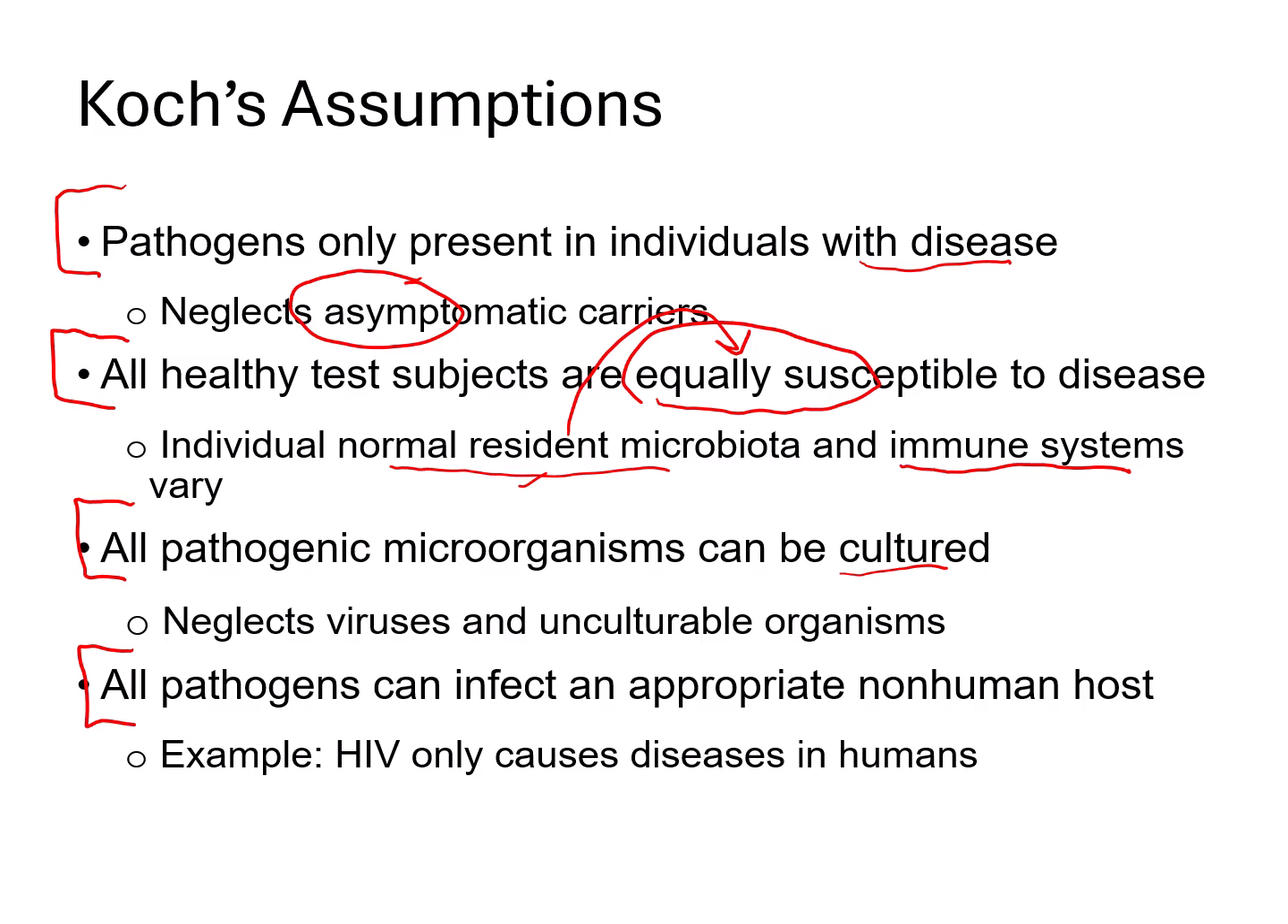Also, the last assumption is that all pathogens can infect an appropriate non-human host, but we run into issues with pathogens such as HIV. Human immunodeficiency virus only infects humans, and we cannot apply Koch's postulates by infecting healthy humans with HIV, right? So we cannot test or run Koch's postulates on these types of diseases.